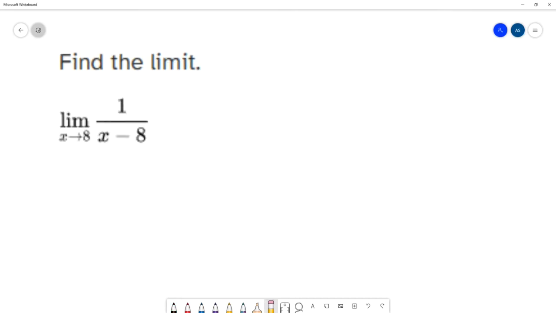On this one, we want to find the limit. The limit as x approaches 8 of 1 over x minus 8. So our first option is always to try direct substitution. So when we try it here, we get 1 over 8 minus 8, which is 1 over 0. So this is obviously undefined.